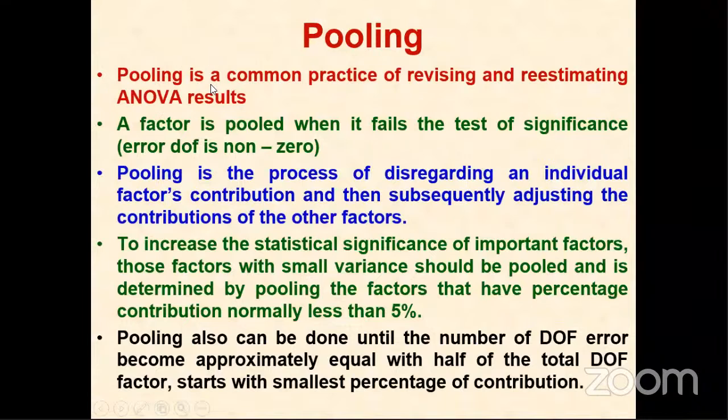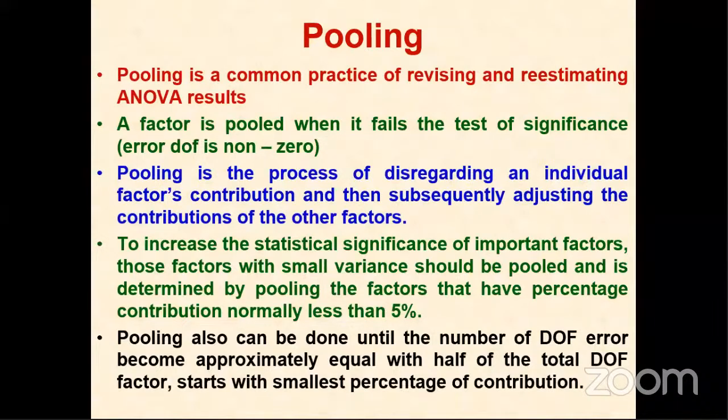So what is pooling? Pooling is a common practice of revising or re-estimating ANOVA results. Say, for example, one particular parameter contributes less than 5% to that particular output response. Then I can remove that and redistribute.